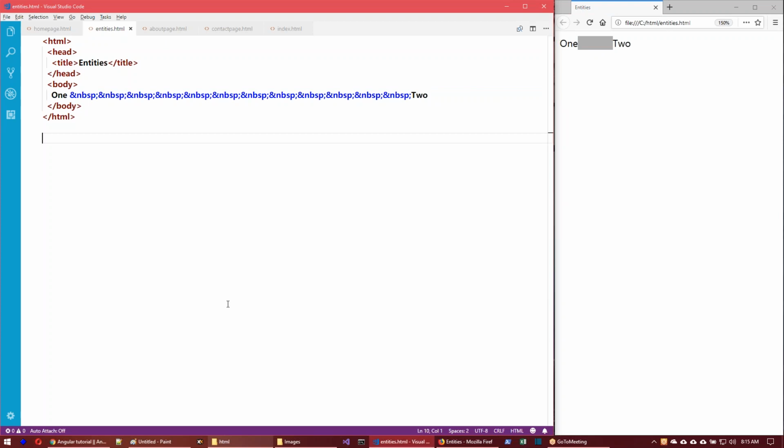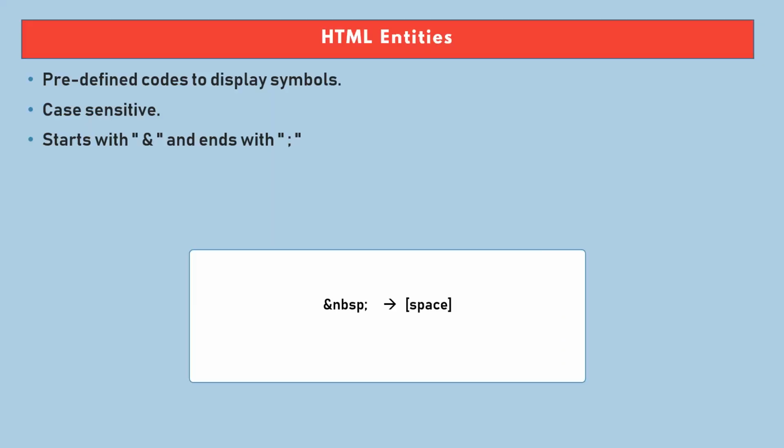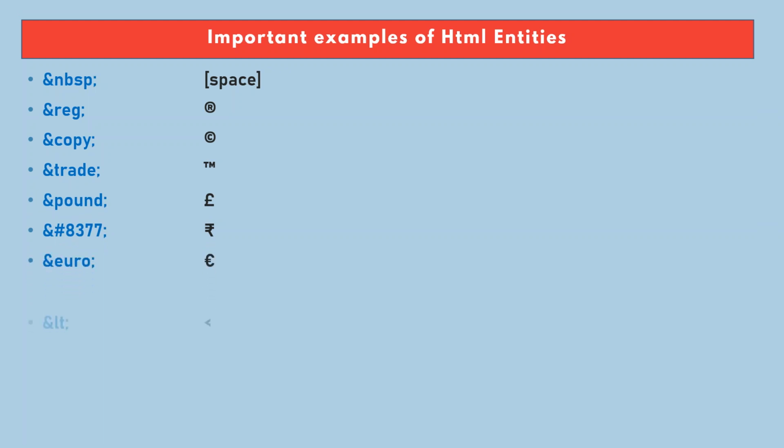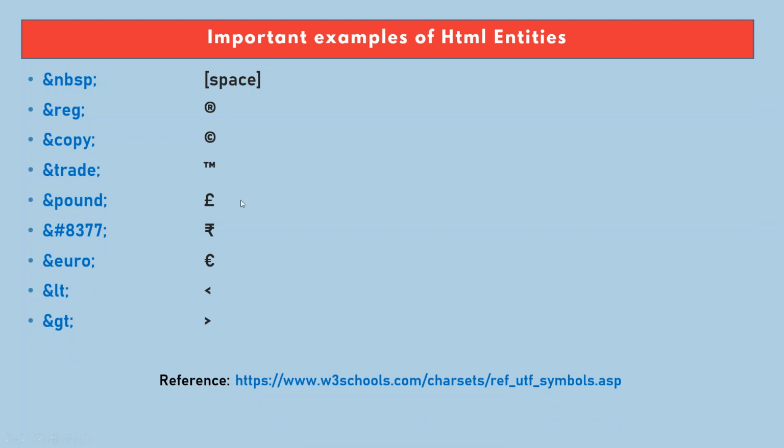Like this. So NBSP semicolon is nothing but an example of an entity which is meant for creating some special type of output, generally symbols. For example, REG means registered mark. For products we use the registered mark, right? Copy means copyright symbol, trade means trademark symbol, pound means pound symbol, hash 8377 is the Indian rupee symbol, euro means euro symbol, LT means less than, GT means greater than. Like this, so many are there, a list of hundreds. You can visit this particular link to refer.